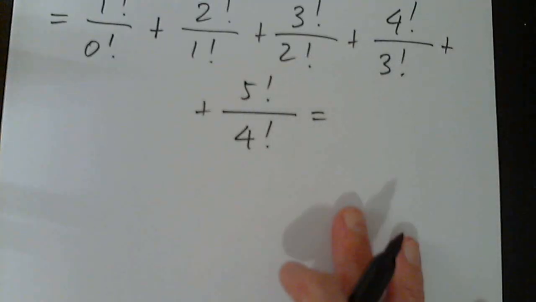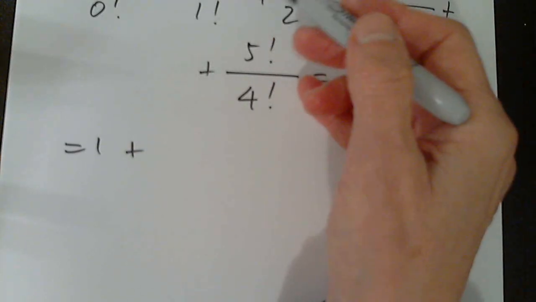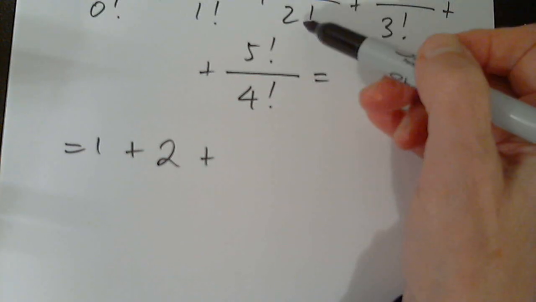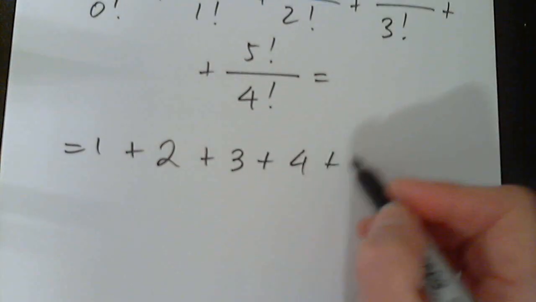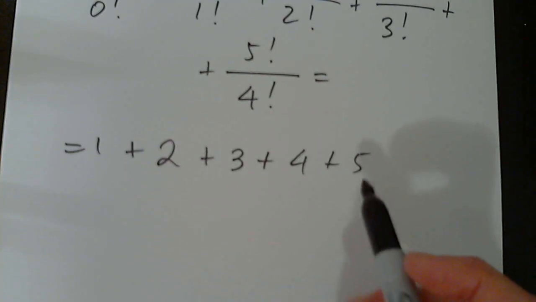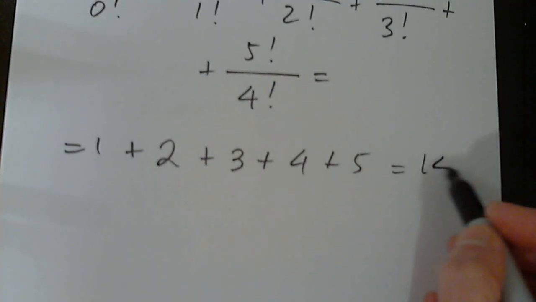So now, I know this is 1, plus this is 2, 2 times 1 over 1, so this is 2, plus 3 factorial over 2 factorial is 3. 4 over 3 factorial is 4, and 5 factorial over 4 factorial is 5. So that's very easy. 1 plus 2 is 3, plus 3 is 6, plus 4 is 10, plus 5 is 15.